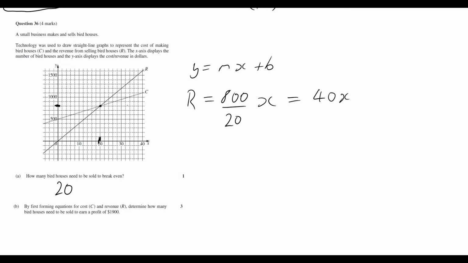Now let's look at the equation for the cost. For the cost, we see that we actually do have a y-intercept, and in fact that y-intercept is around 500. So right off the bat, we know that we'll be putting in a plus 500 there. Again, using the rise over run to figure out the gradient from this point to this point, we go up by a total of 300 over 20.